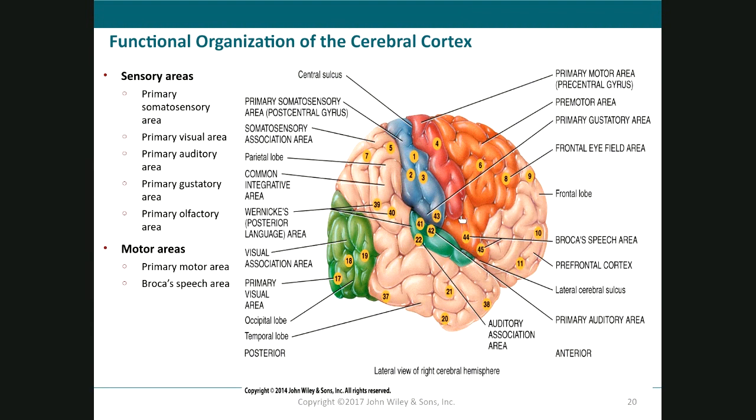Other areas we're going to talk about are Broca's speech area, which you can see here is located in the frontal lobe, and Wernicke's speech area, which is located in here, in between the temporal lobe and the parietal lobe.